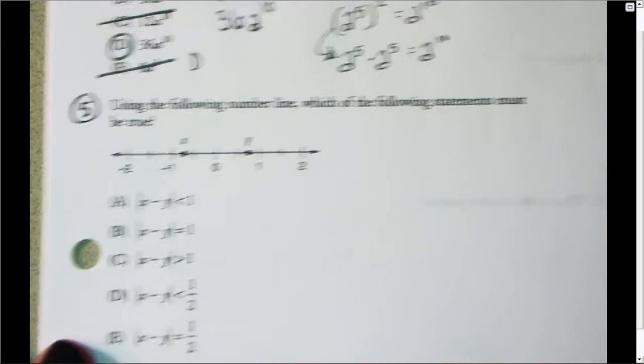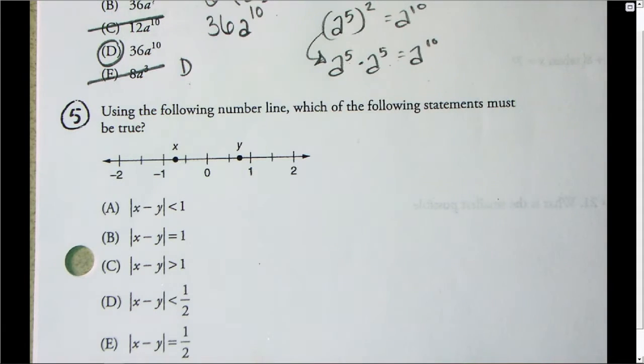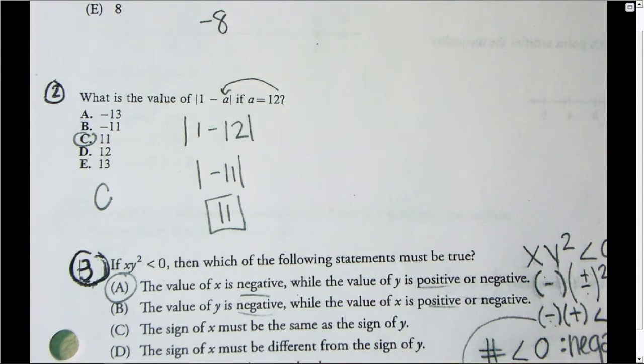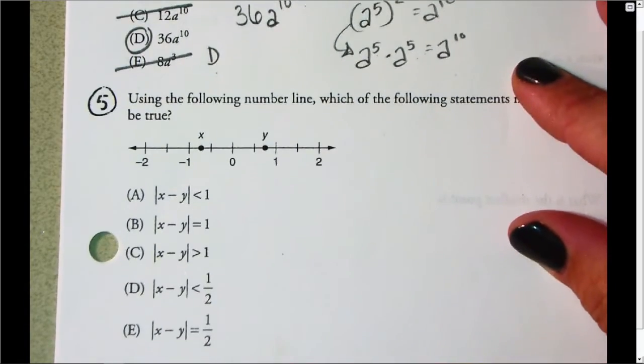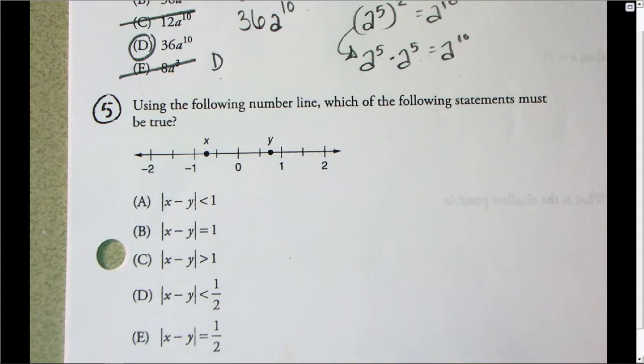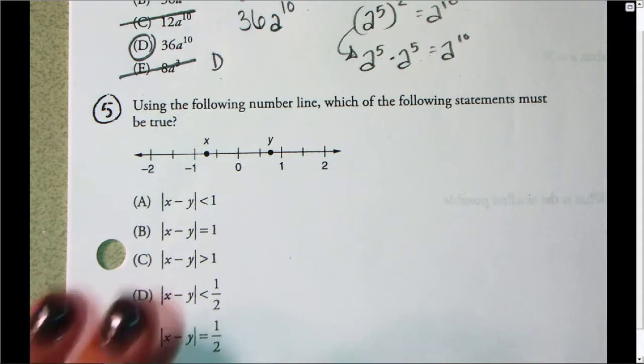Number 5 is such a good problem because it looks so hard, okay? This problem looks difficult because they're not giving you the values of X and Y. Notice up here, scroll up real quick, they told you A is 12. Easy peasy, you just plug it in. Here, they make it a little harder because absolute value isn't necessarily a difficult concept. However, they're trying to make it hard by not giving you the variables for X and Y.